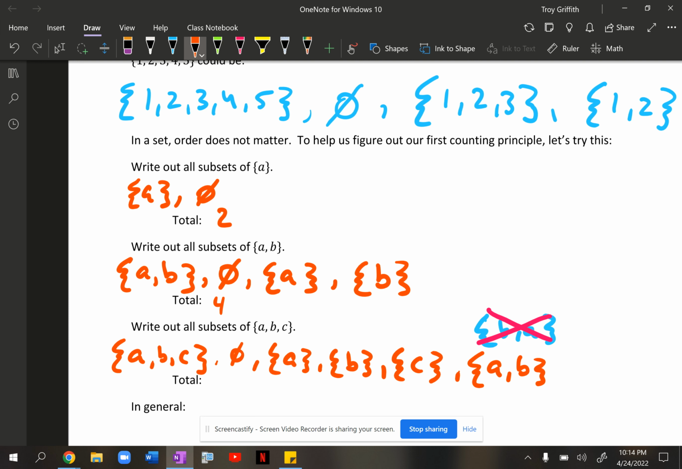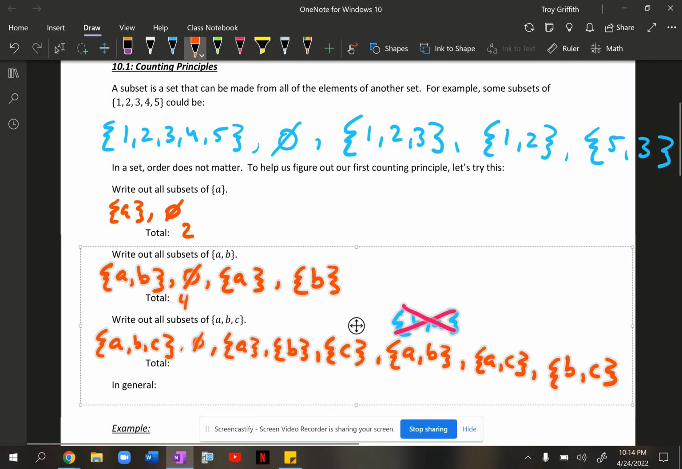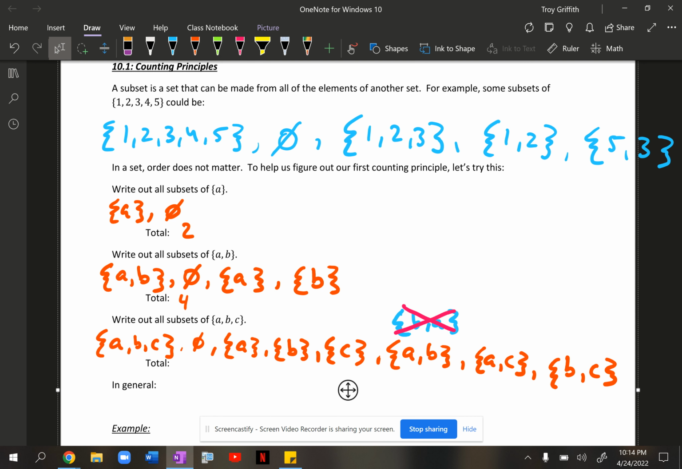That doesn't give me any new set. I could do A, comma C though, in any order. Or, last but not least, I think that covers everything that I could get with A. I could also have B, comma C. Okay? And I believe these are all the different subsets that I could come up with here.